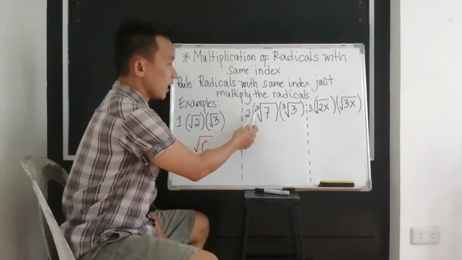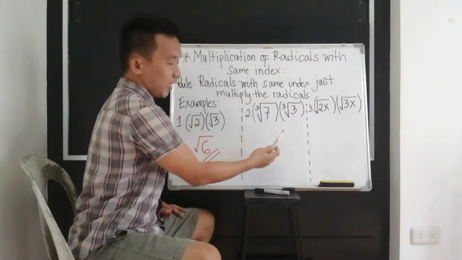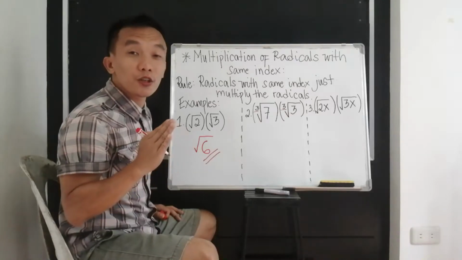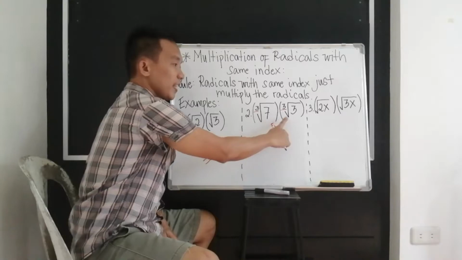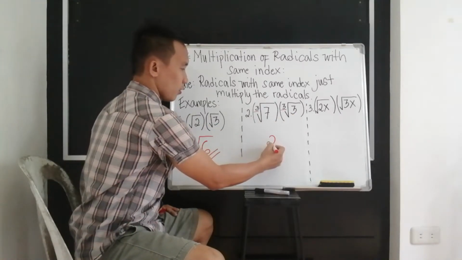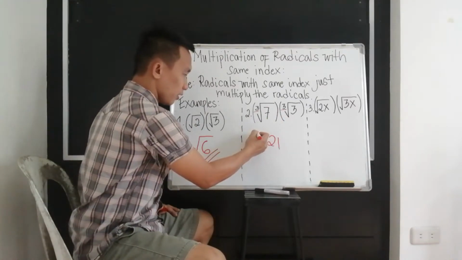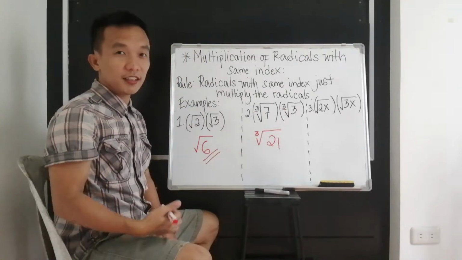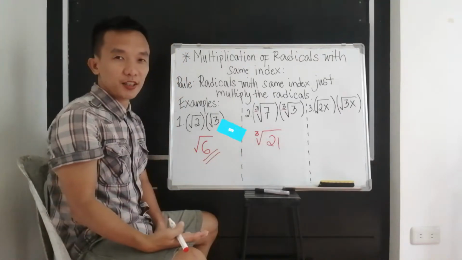Next, we have the cube root of 7 multiplied by the cube root of 3. Notice, our index is the same, so just multiply our radicand. 7 times 3, the answer is 21. And we just copy our radical symbol, that is the cube root of 21. So that is our answer for number 1 and number 2.